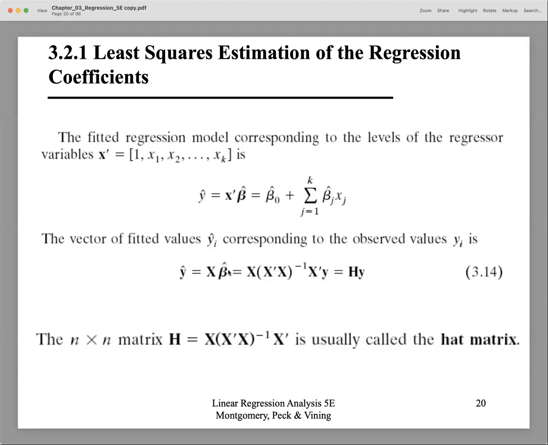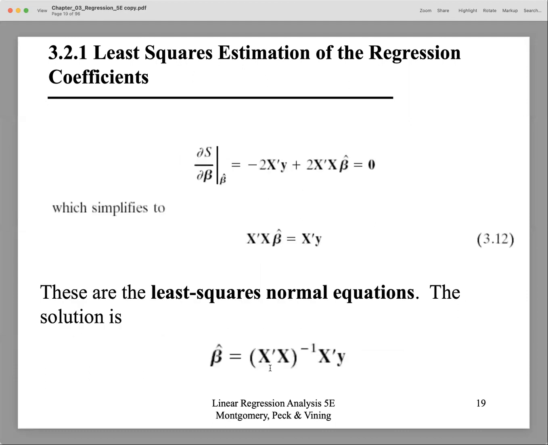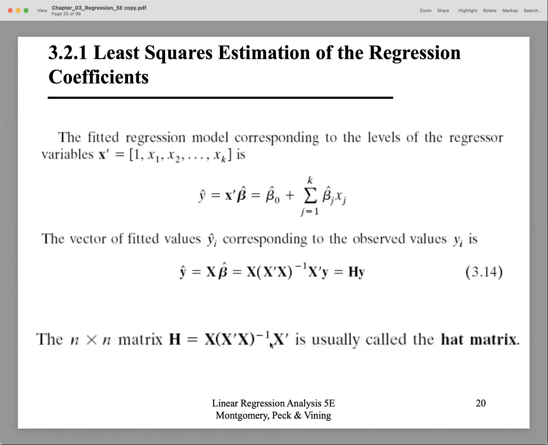Now we can replace beta hat with what it's equal to, which is from the previous slide: X prime X inverse, X prime Y. If we replace that in here, we get X times X prime X inverse, X prime Y. Now it's useful to rewrite this a little bit in this way. We can write this as a matrix H times the vector of observed response values.